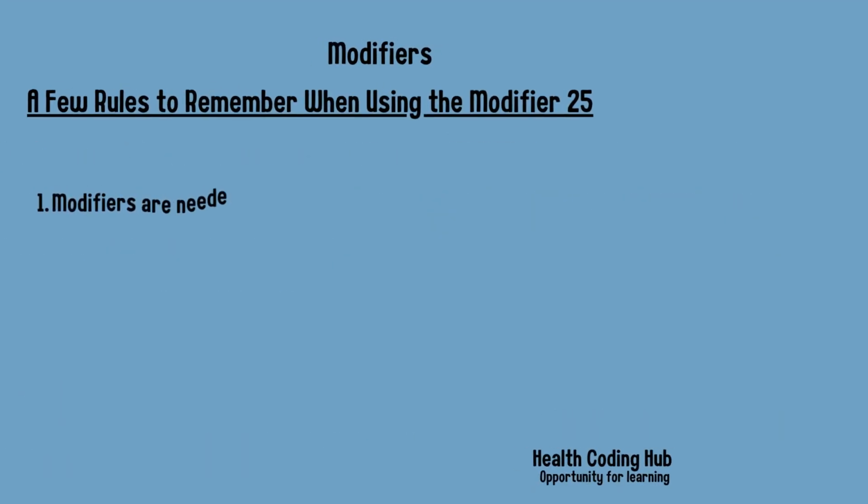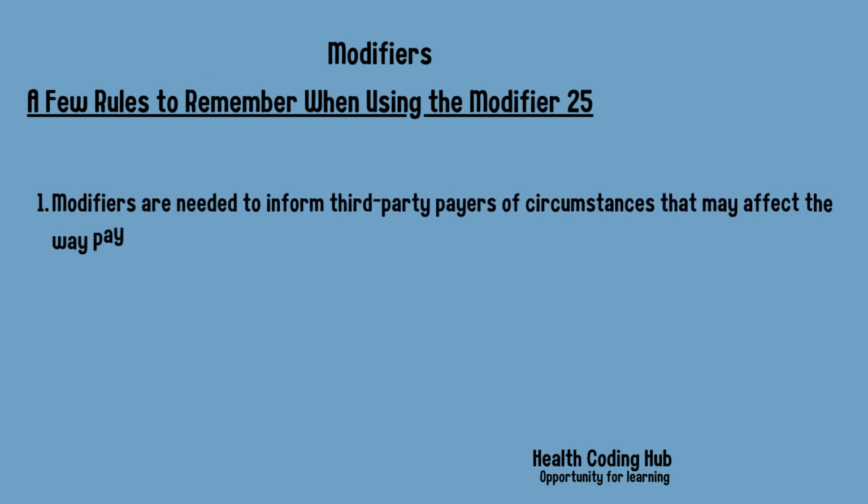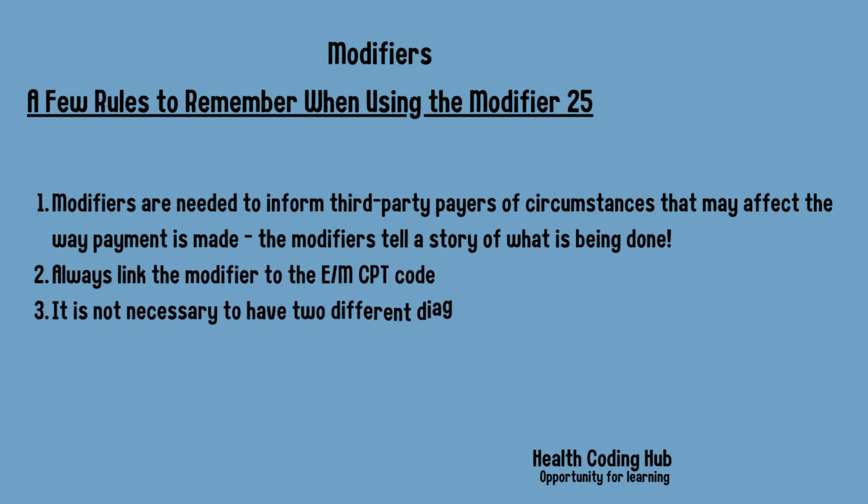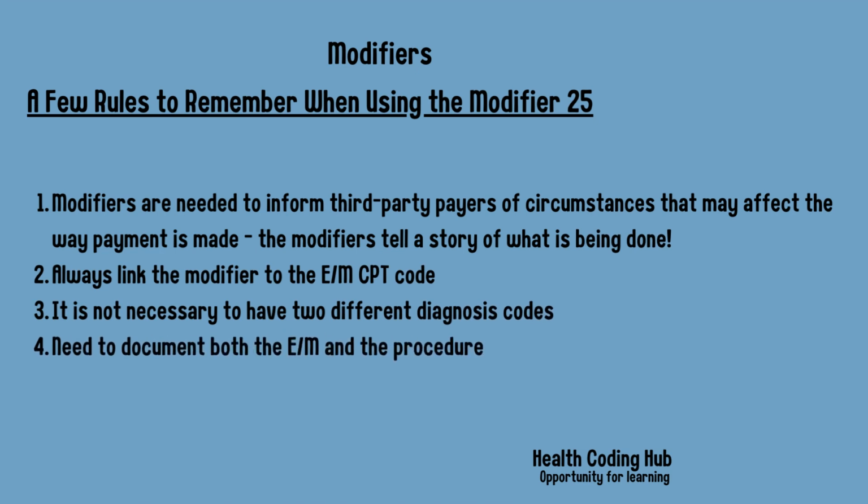A few rules to remember when to use modifier 25. As per the NCCI General Coding Guidelines, modifier 25 may be appended to the E&M service reported with minor surgical procedures. Minor surgical procedures are procedures having a 0 to 10 days global period. Since minor surgical procedures include pre-procedure, intra-procedure and post-procedure work, the provider should not report an additional E&M service for this work.